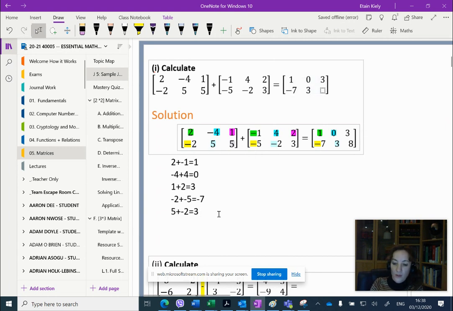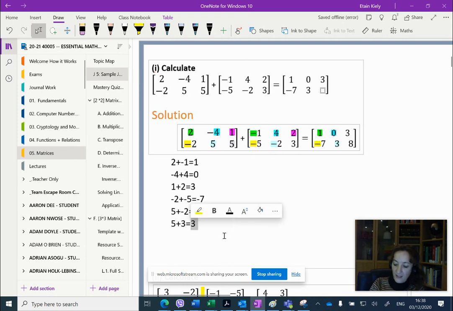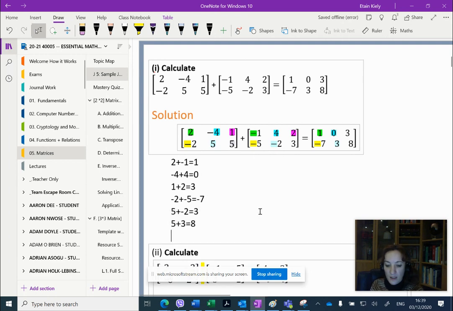And then the last one here is 5 plus 3. This is going to give us 8. 5 doesn't want to type for some reason. Just press equal to here again, and we get 8, and we can fill that in. So that's how you do your first question in your journal. You're adding the elements in corresponding positions, and you show your working out. Remember, we give marks for showing working out.